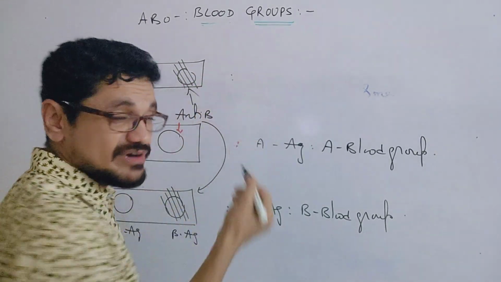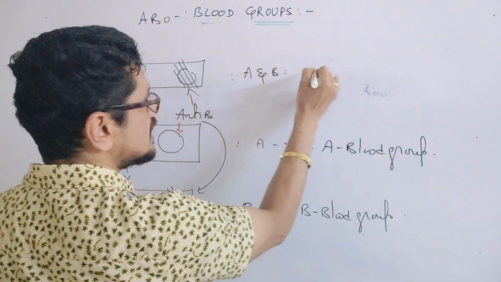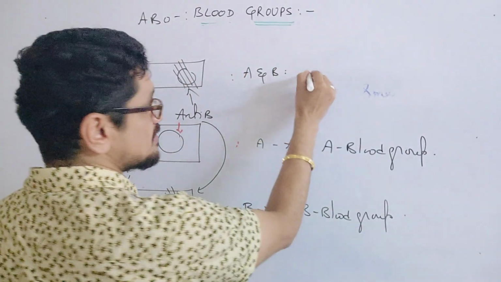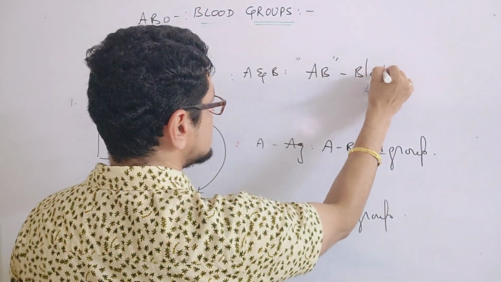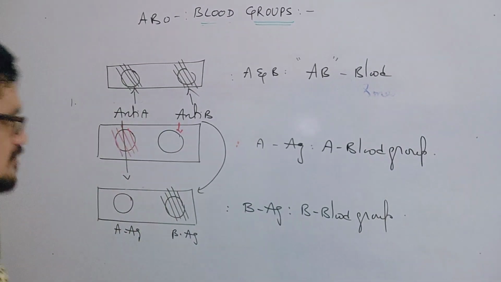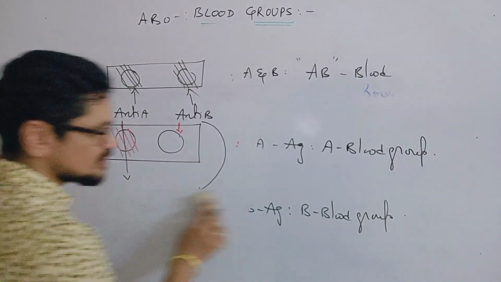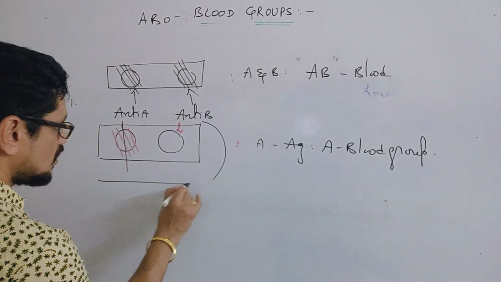So here what type of antigens are present? Both A and B antigens are present. Both A and B antigens are present in AB blood group. So the person's blood is AB blood. And by that we can easily come to one conclusion. What is that conclusion? I have taken the 4th slide now.